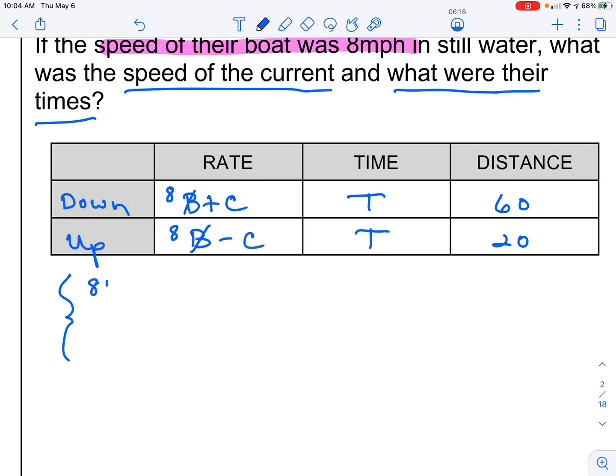So let's go ahead and figure out our system here. Let's set up 8 plus C multiplied by time, right? Because remember, this is always rate times time equals distance. So I'm going to write out 8 plus C times time equals 60. And below it, 8 minus C times the time equals 20. Alrighty, so let's solve these now.